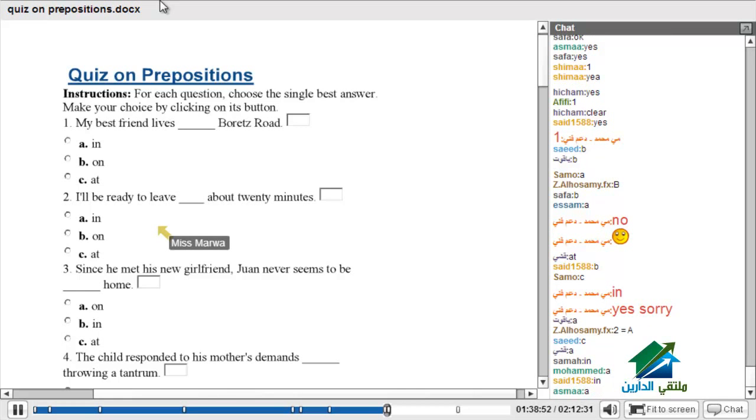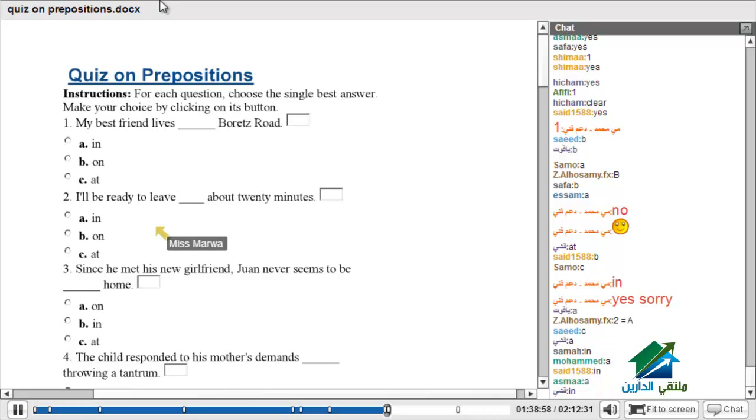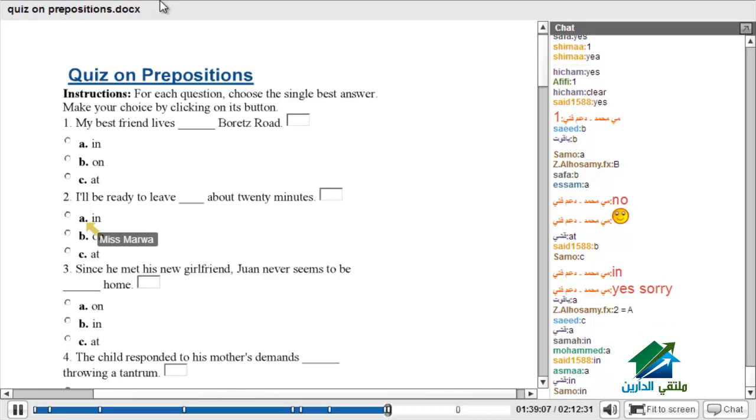Please, you can write the preposition itself. It's okay, in, on, at. Don't be lazy. In. Excellent. The right answer, in.